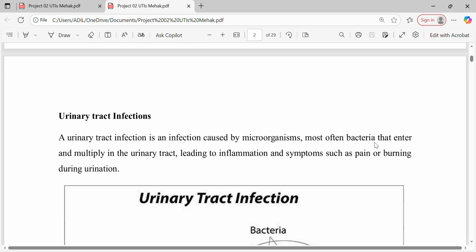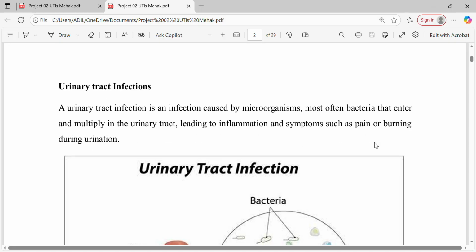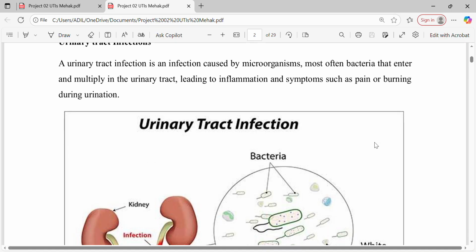Urinary tract infections. A urinary tract infection is an infection caused by microorganisms, most often bacteria, that enter and multiply in the urinary tract, leading to inflammation and symptoms such as pain or burning during urination.